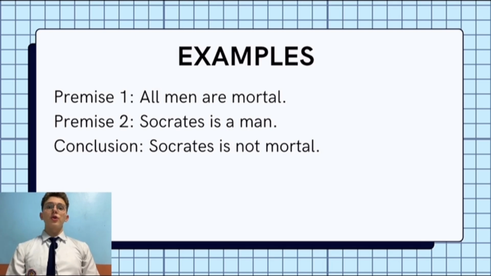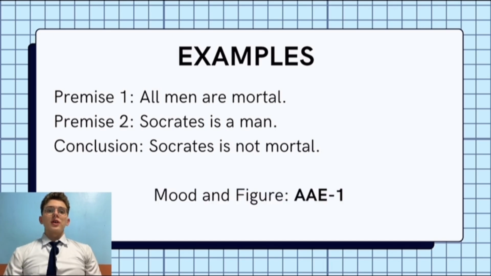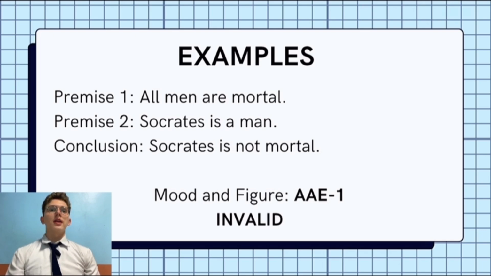And conclusion, no S are P, denoted as E. For the figure, the middle term is on the left in the first premise and on the right in the second premise. Hence, it is figure 1. Now that we have determined its mood and figure, let's now determine if it is a valid argument or not. Since its form is not found in the table of validity, we can conclude that this categorical syllogism is invalid.